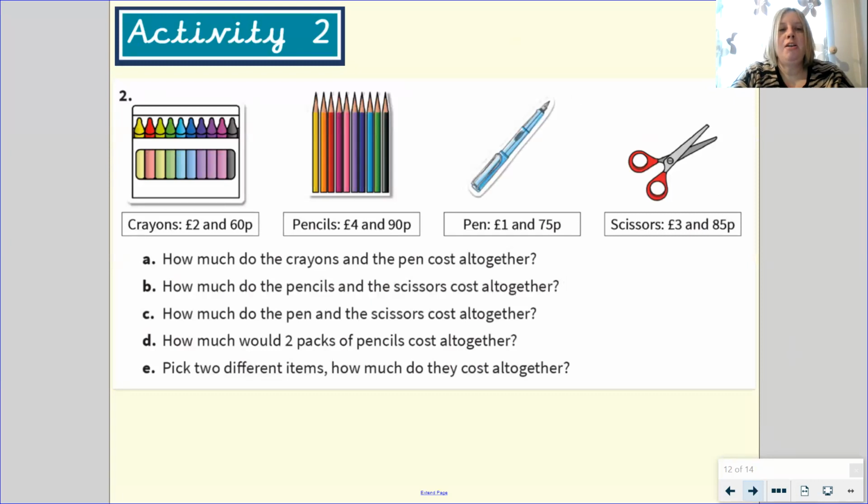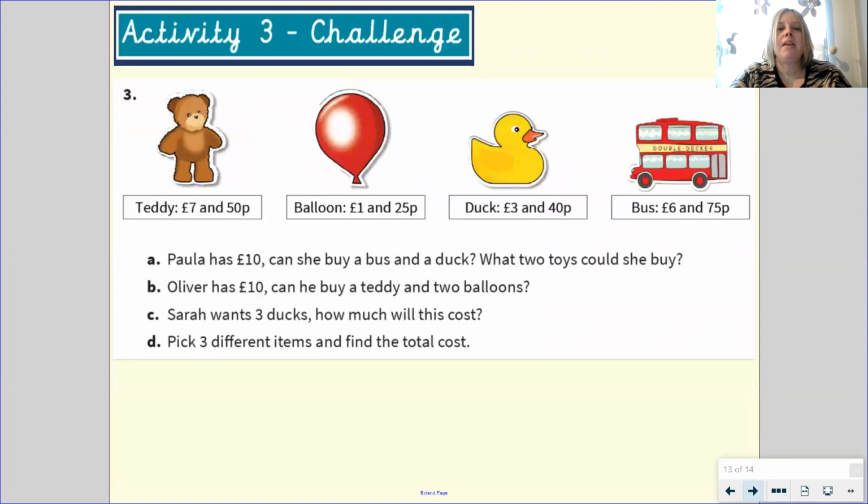For activity 2, you have to solve the problems and find the total cost altogether. I expect you to show each of the steps that you need to complete to solve the problem. Set your work out carefully so that it is really clear to read. Your challenge today is to solve these problems. Again, you need to set your work out carefully, showing how you complete the different steps to find the total.